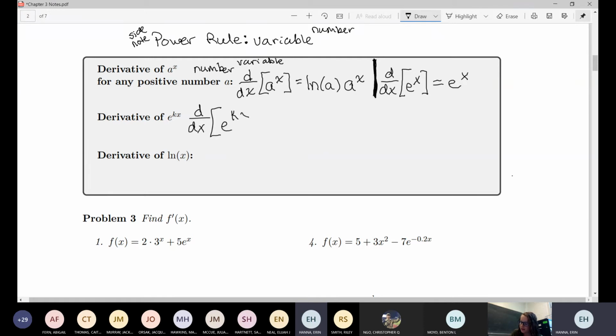Now, say I want to take the derivative of some e to the kx. Well, no, I have k there, so I have to be consistent with what I wrote in my notes. Sorry about that. K is a constant here. If you want to write c instead, go right ahead.